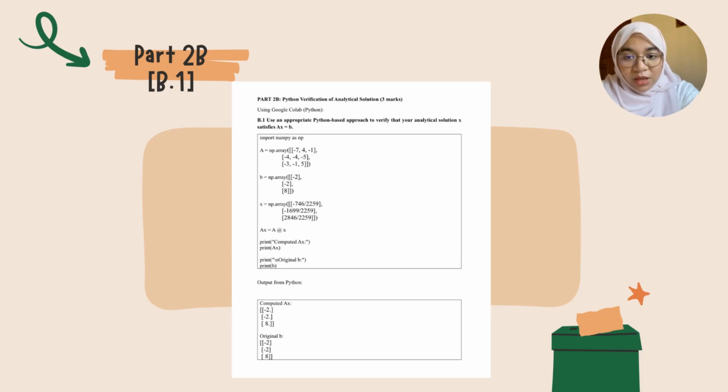After running the code, the computed result of AX is negative 2, negative 2, 8, which matches the original vector B exactly. Since AX equals B, this confirms that the analytical solution satisfies the equation AX equals B. Therefore, the solution obtained earlier is correct and has been successfully verified using Python. This step demonstrates how numerical tools like Python can be used to validate analytical solutions accurately and efficiently.